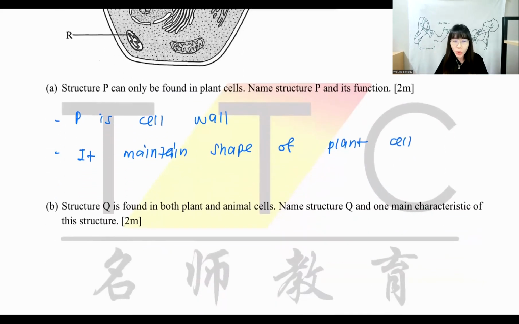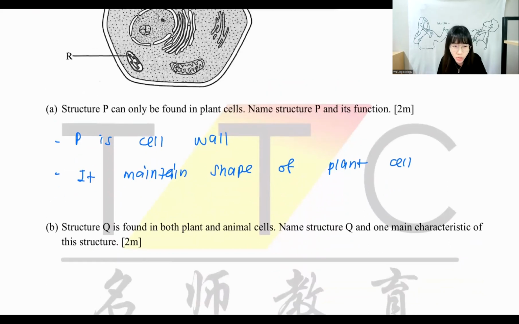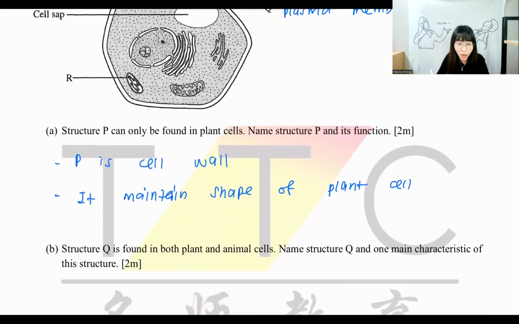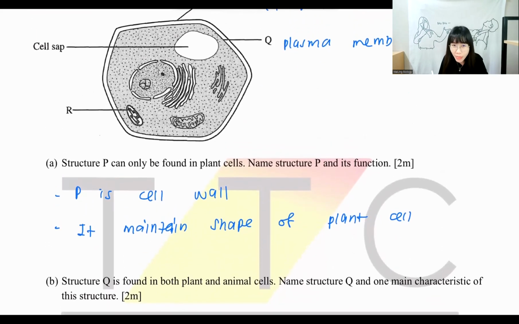Structure Q is found in both plant cell and animal cell. Name structure Q and one of the main characteristics of this structure. Okay, what is structure Q, guys? After cell wall, what is Q? It's a plasma membrane, correct? We don't write cell membrane anymore. We have to write plasma membrane. Cell membrane is what you write in lower form, but you have to write plasma membrane. So Q is plasma membrane. Plasma membrane has only one function or one characteristic. What is the characteristic of plasma membrane?